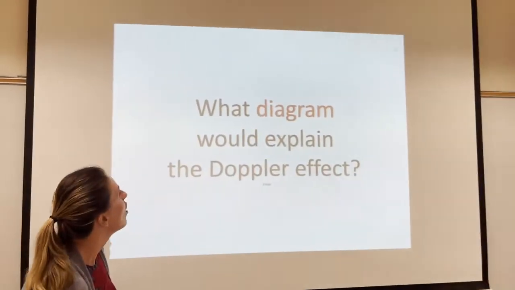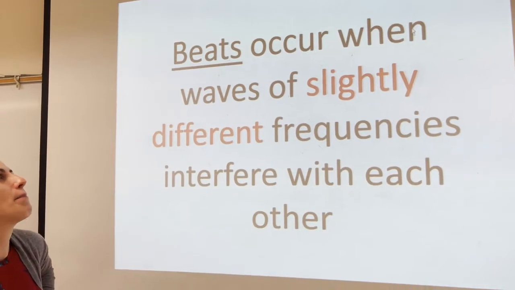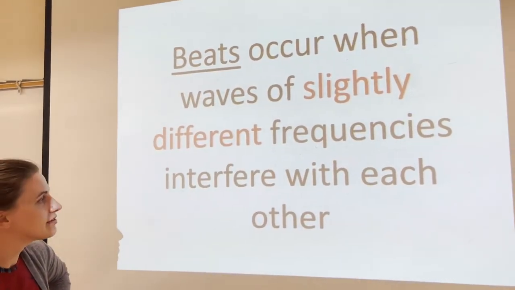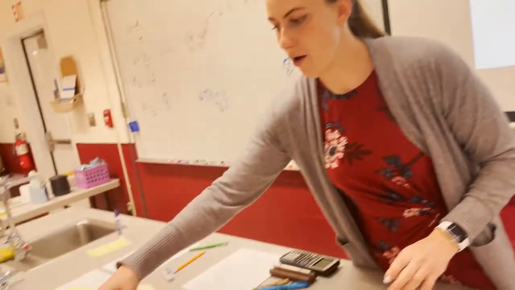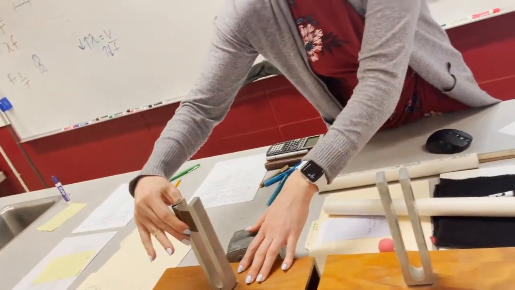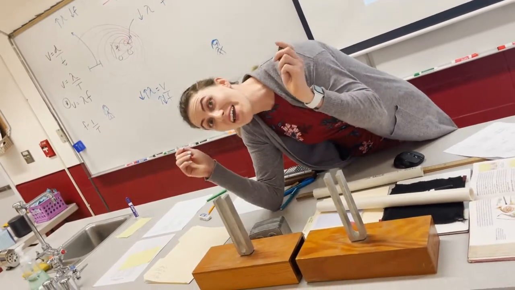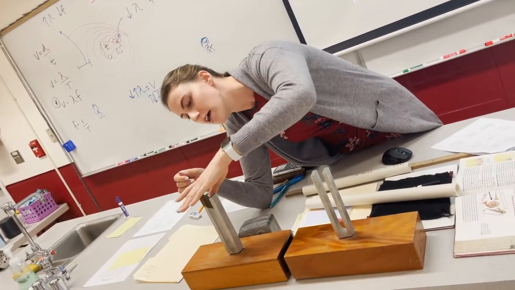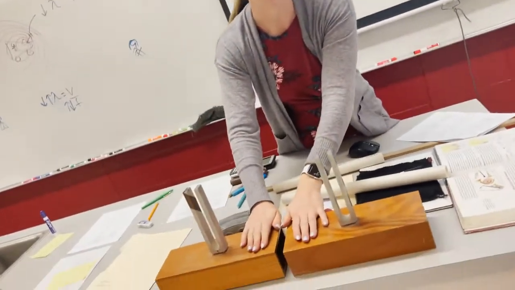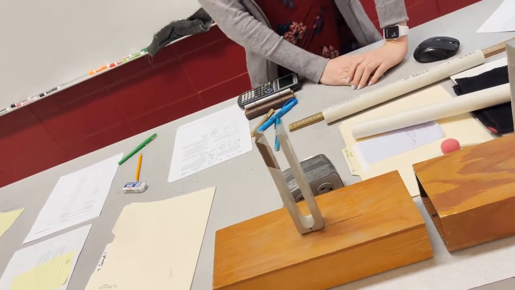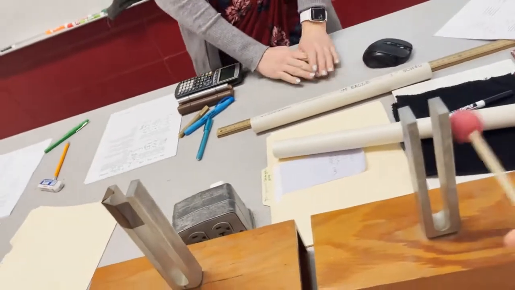But anyways, okay, so we are talking here about beats. So beats occur when waves of slightly different frequencies interfere with each other, and so without added mass, they are the same. Same frequency, and then when I add this mass, the idea here is that they have different frequencies. And why does this have it? Because it has more mass, it vibrates more slowly. Inertia, baby. Resistance to change in motion.